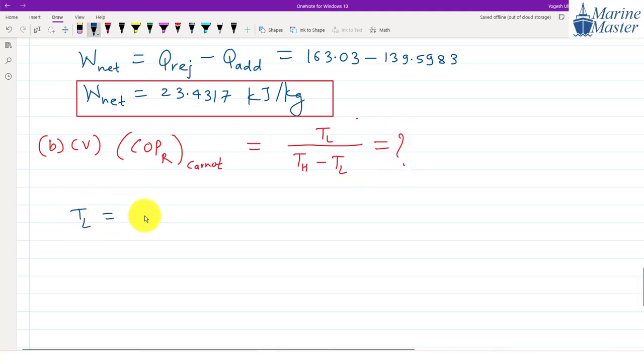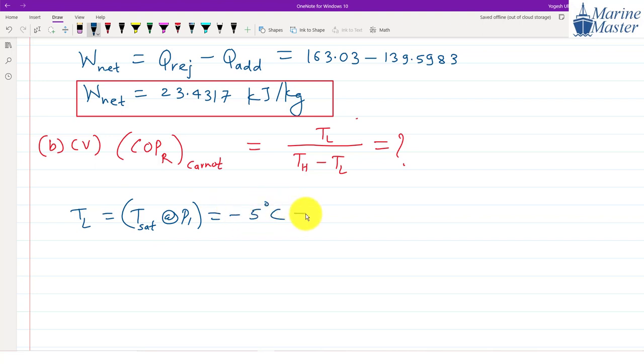How do we get TL? TL means the low temperature, and that will be Tsat at P1. Tsat at P1 is minus 5 degrees Celsius. In Kelvin, minus 5 plus 273 becomes 268 Kelvin. So we got TL. Then TH will be Tsat at P2 pressure, which is 40 degrees Celsius. 40 plus 273 is 313 Kelvin.